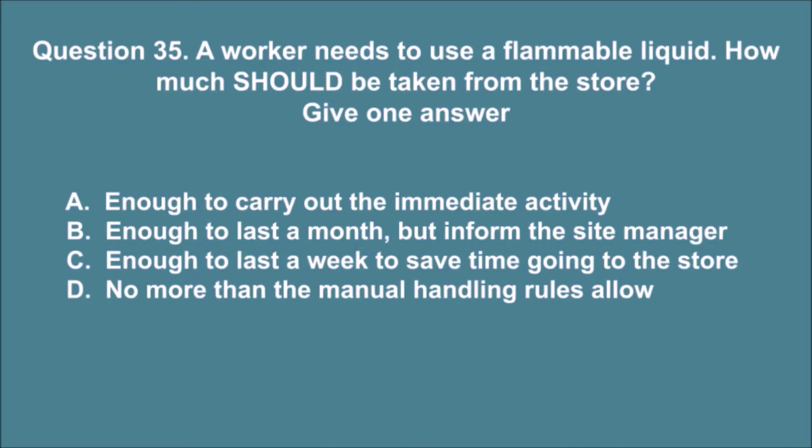Question 35. A worker needs to use a flammable liquid. How much should be taken from the store? Give one answer. A. Enough to carry out the immediate activity. B. Enough to last a month, but inform the site manager. C. Enough to last a week to save time going to the store. D. No more than the manual handling rules allow. The correct answer is A.